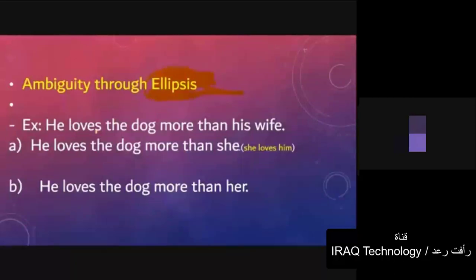He loves the dog more than his wife. He loves the dog, this is the first sentence, more than his wife.